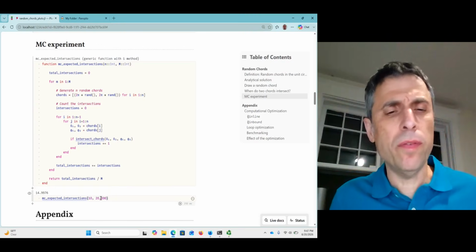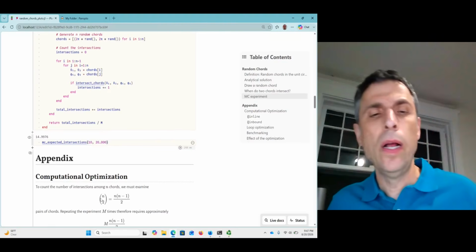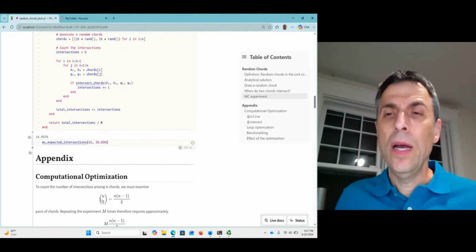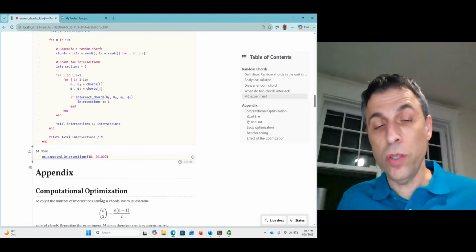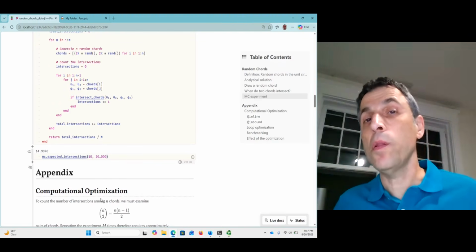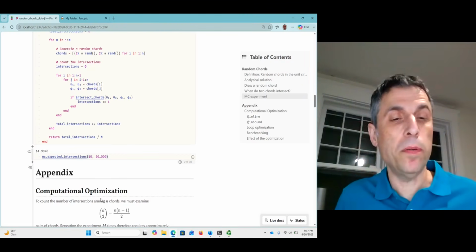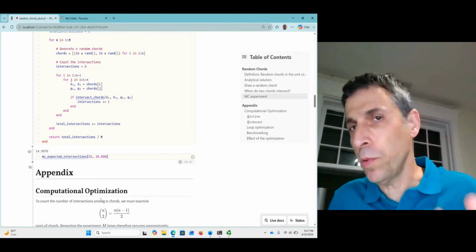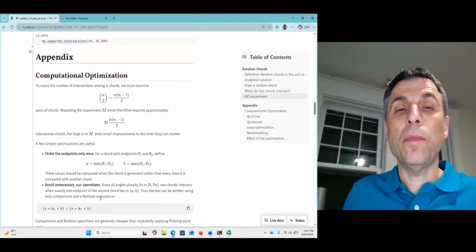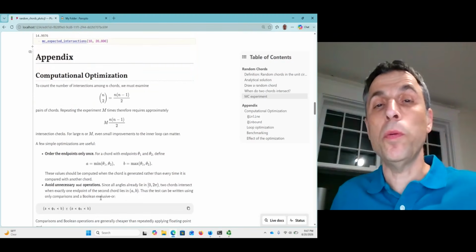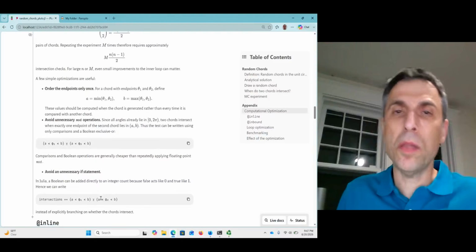As you can see, it ran very quickly. There is additional material at the end of the notebook about how to make the code run faster, because the number of operations is of order capital M times n squared. So it can be a big number, but as you could see, even on my laptop, it ran very quickly.